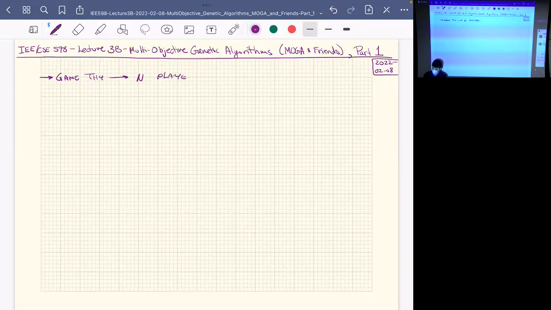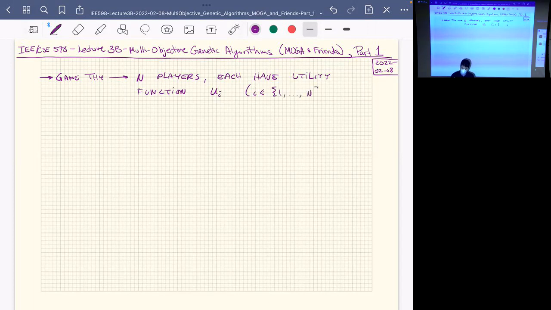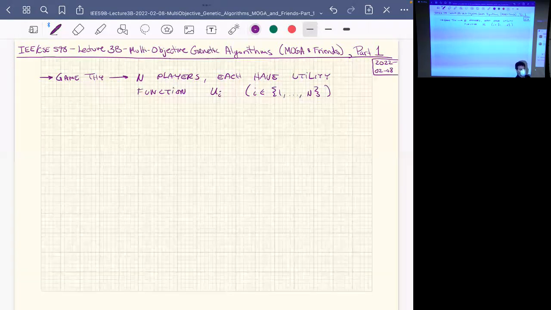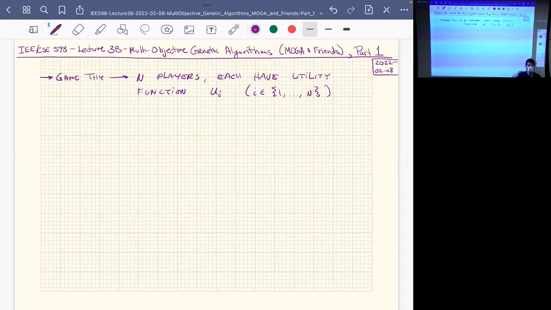that each have a utility function U_i that provides them a reward. So I is in 1 up through n. But although it provides them a reward, their reward is determined not only by their own actions, but by the actions of everyone in the game. So that's generically what game theory models for these types of problems.